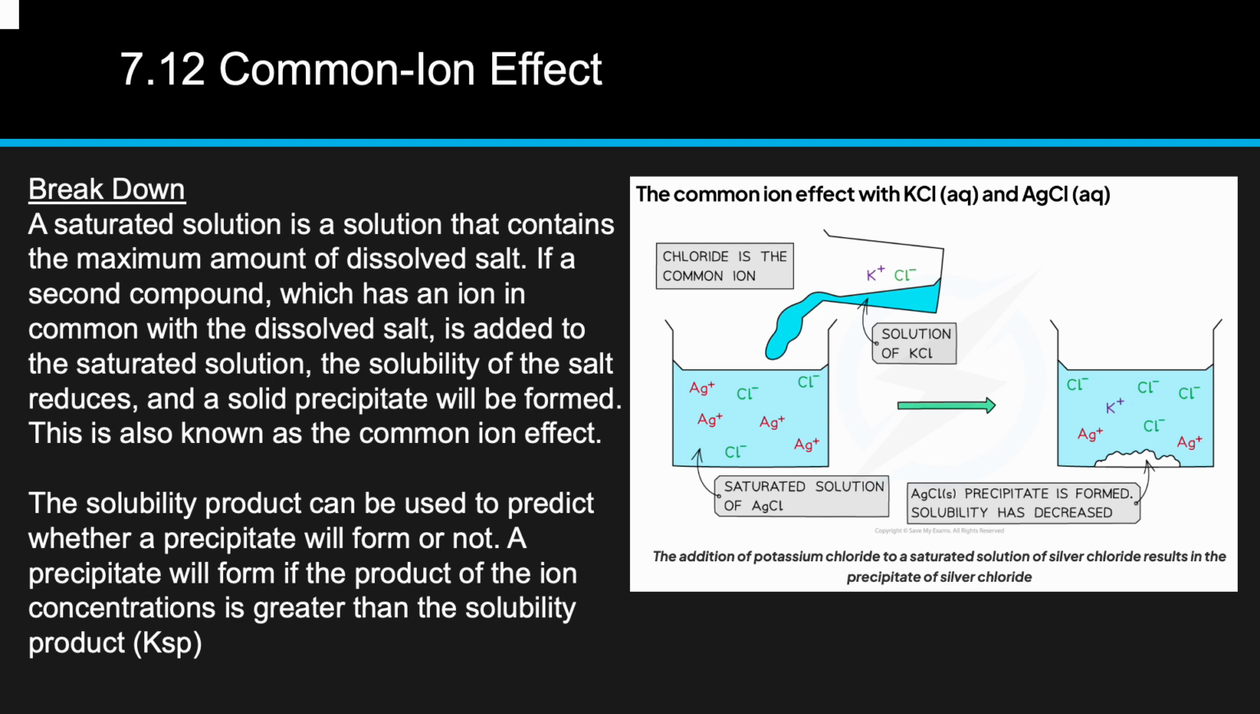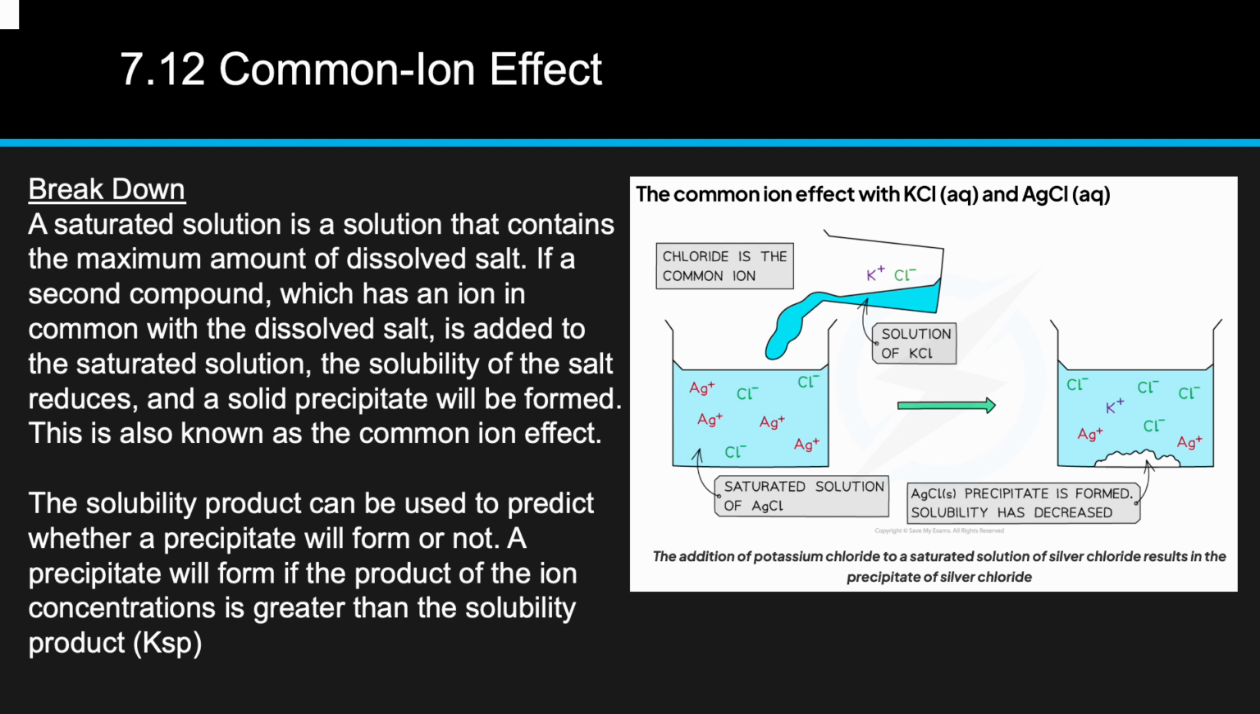So the solubility product can be used to predict whether a precipitate will form or not. And a precipitate will form if the product of the ion concentrations is greater than the solubility product, which is Ksp. All right, so let's translate that to an example.